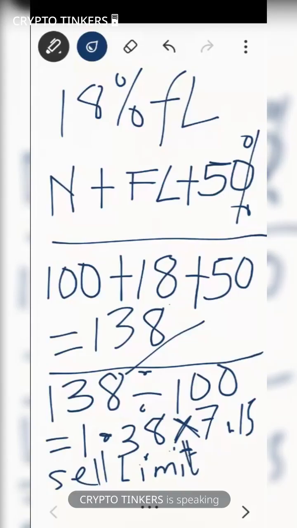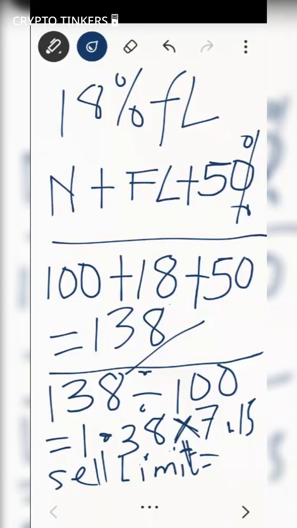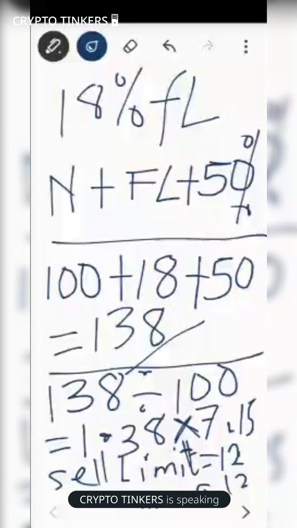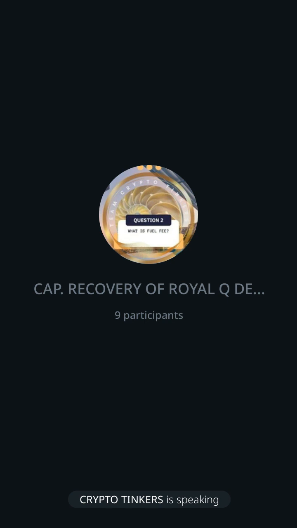So the sell limit will be equal to 12. The sell limit price will be equal to 12.012. So I just want you to take a screenshot if you know that. So this is how you do it.